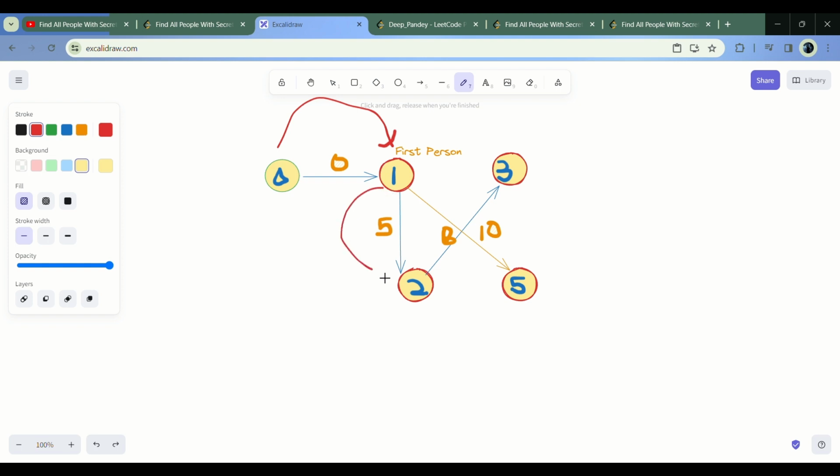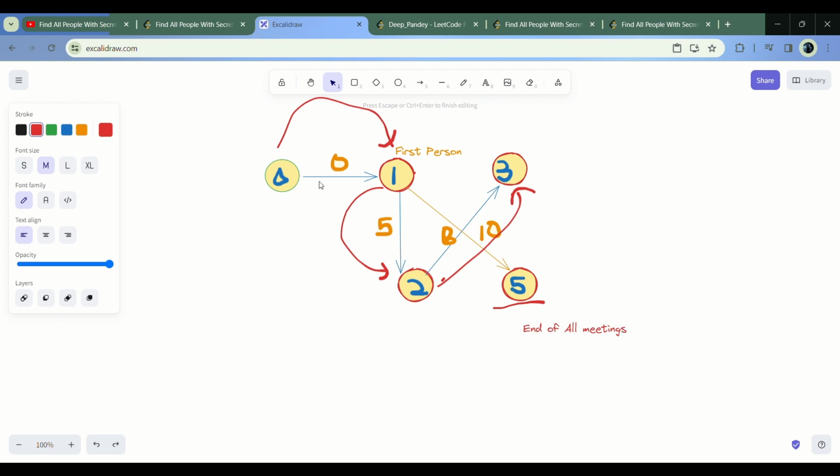So person 1 is having a meeting with person number 2. Now 2 again is having a meeting with person number 3. So he will tell the secret to person number 3 at time t, which is 10. Now at last person 1 is having a meeting with person number 5, and this is the end of my meetings. So the last meeting is held between person number 1 and person number 5. So here is the end of all meetings.